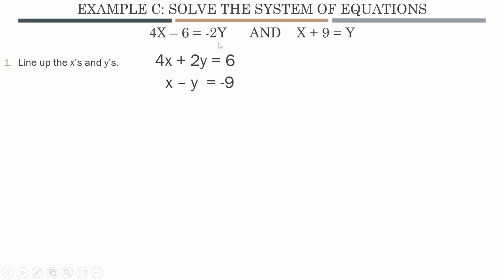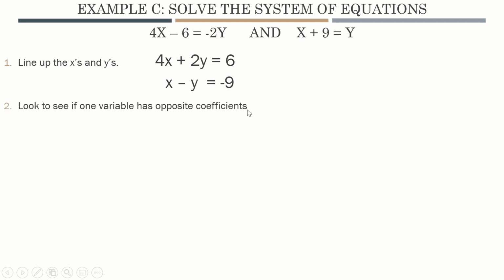I've moved the 2y to the left by adding 2y to both sides, and I've moved the 6 to the right. So I've rewritten that equation to be 4x plus 2y is 6. I did the same over here on the right when I rewrote it. I want the x's to line up, so I left the x in front, but I subtracted y to move it to the left and subtracted 9 to move it to the right. Now my variables line up.